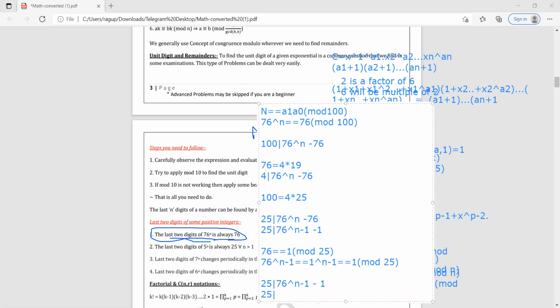and thus 25 will also divide its multiple, because if it is dividing this number, then its multiple would also be divisible by 25. So if we multiply by 76, it would make no difference. So 25 divides 76 raised to n minus 76, and we also know that 4 divides 76 raised to n minus 76. So therefore 100 divides 76 raised to n minus 76. And if 100 divides 76 raised to n minus 76, then we are done, because last two digits.